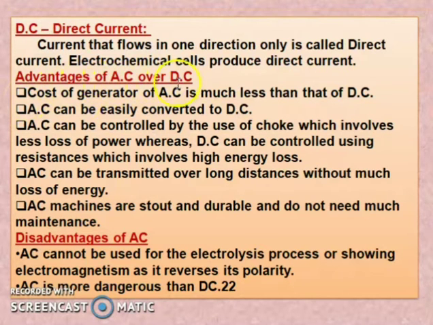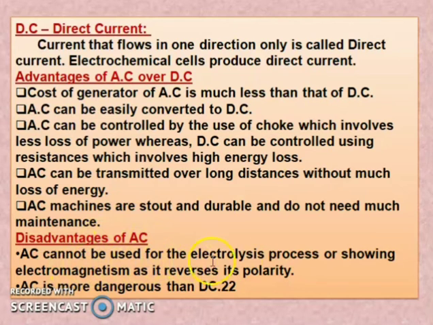Advantages of AC over DC. The cost of a generator of AC is much less than that of DC. AC can be easily converted into DC. AC can be controlled by the use of a choke, which involves less loss of power, whereas DC can be controlled using resistance, which involves high energy loss. AC can be transmitted over long distances without much loss of energy, and AC machines are sturdy, durable, and do not need much maintenance. Disadvantages of AC.